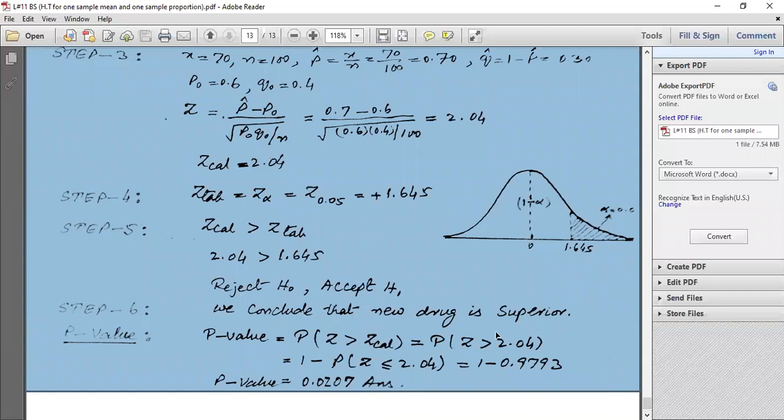So when we find the p value from the Z table, we convert by taking 1 minus this value, and it is 0.027. It means it is less than 0.05. When the p value is less than 0.05, it means reject H0 and accept H1.